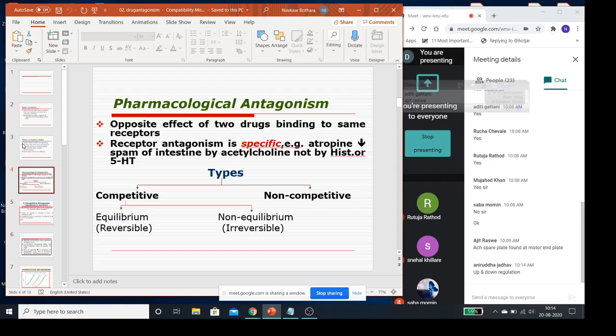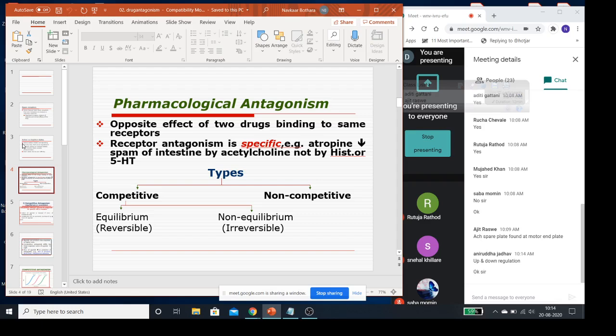So therefore we call it a, no, this has nothing to do with up and down regulation. Okay. This inhibition or antagonism is competitive, which means it is equilibrium, that is reversible, that means if we increase the concentration of agonist, then it will reverse the antagonist effect, that is the blockade. Okay, therefore we call it reversible.